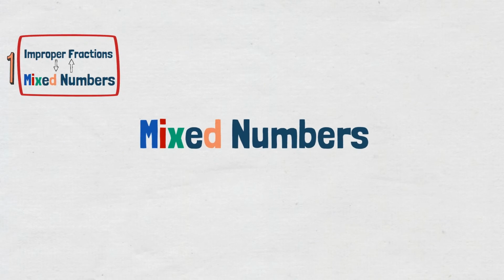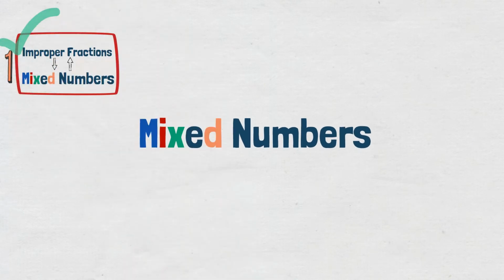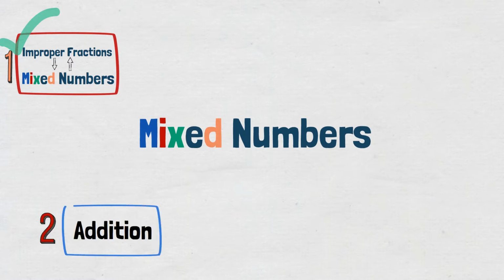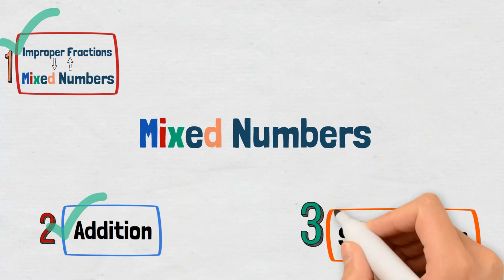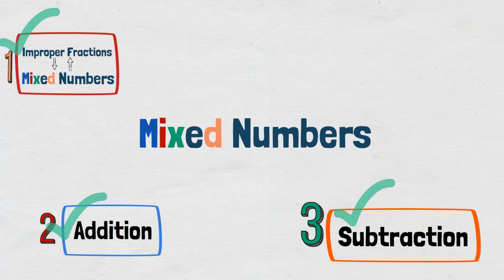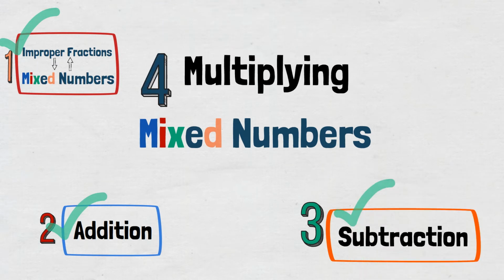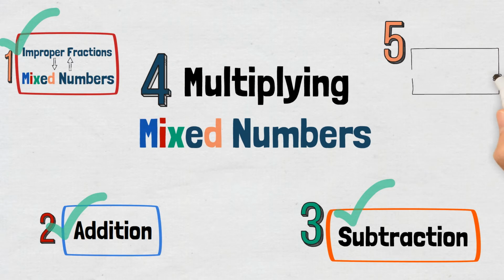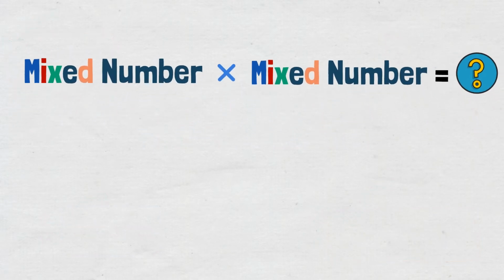In part 1, we learned about improper fractions, mixed numbers, and how to convert one to the other. In part 2, we learned how to add mixed numbers. Part 3 was all about subtraction. In this video, we will show you how to multiply mixed numbers. And in part 5, we will explain the division of mixed numbers.